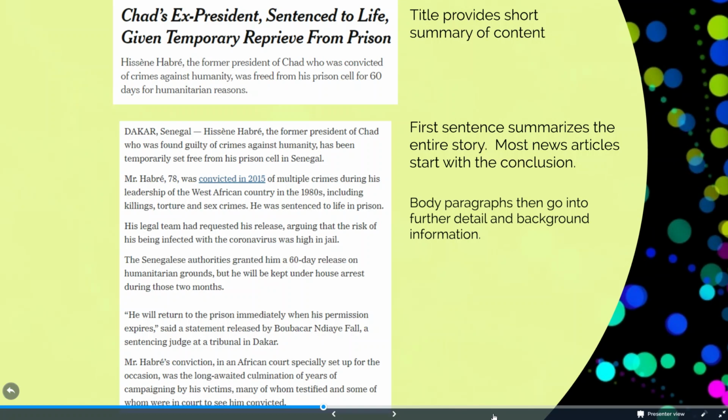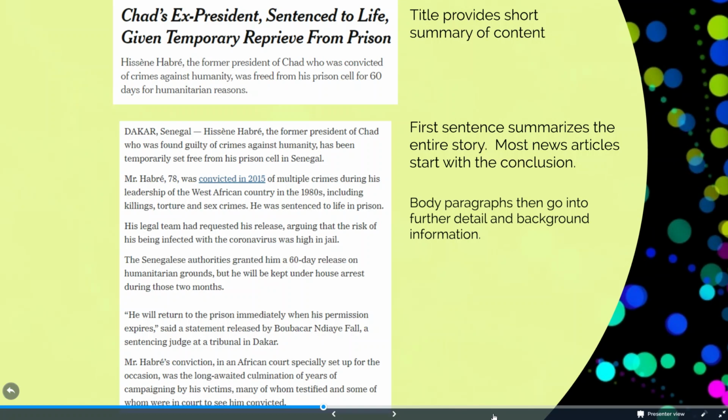The first sentence in most news articles does something similar. So if we look at this first sentence, Dakar, Senegal, so it's telling you where this is taking place. Hissène Habré, so this is now the name of the person, which we didn't get from the title. Hissène Habré, and I'm not sure I'm pronouncing that correctly, the former president of Chad, who was found guilty of crimes against humanity, has been temporarily set free from his prison cell in Senegal. So once again, you're getting an entire summary of the article here.